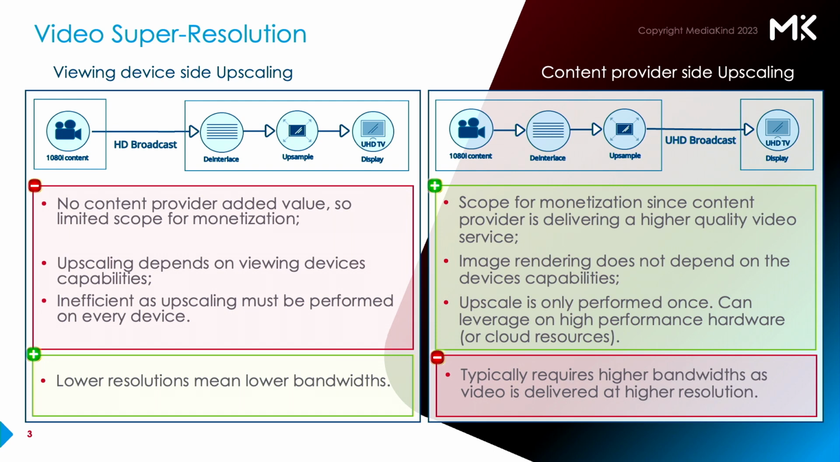The drawback of doing the upscale on the distribution side is that, obviously, if you're distributing video at higher resolution with higher quality, you will likely require a higher bitrate. But this also may allow you some room for content monetization, because you will be supplying your viewers with higher quality content, so that may be justified.